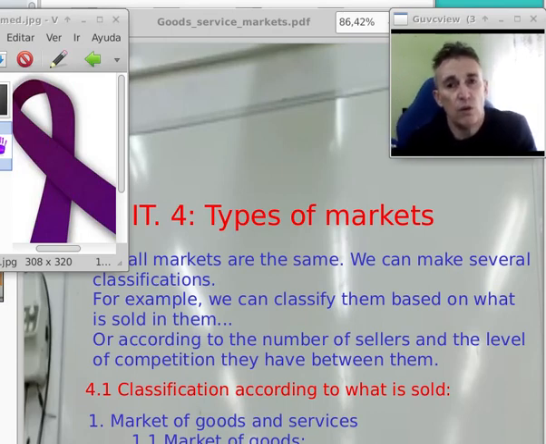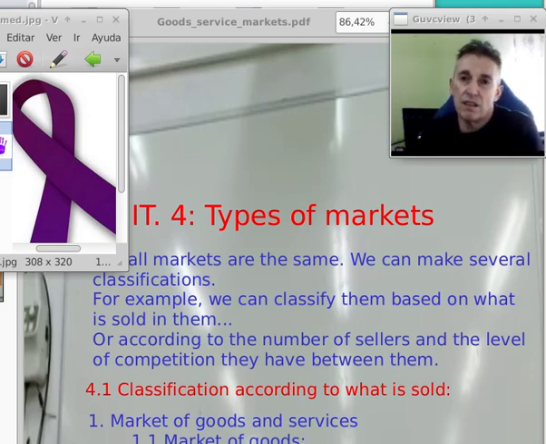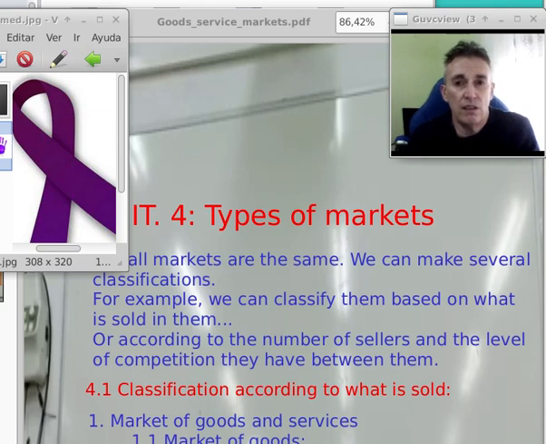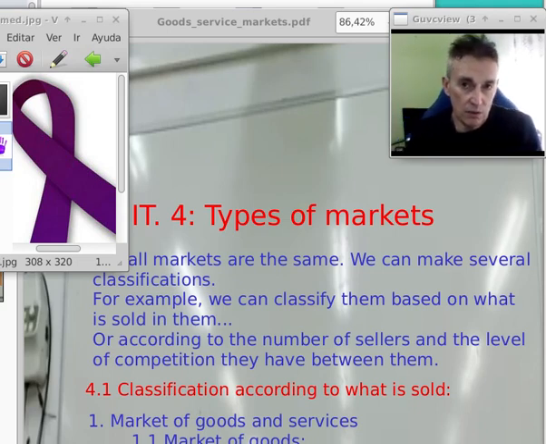In this video, we are going to work on the types of markets, but first of all, we must remember that today is November 25, the International Day Against Sexist Violence. For this reason, at the beginning of this video, I put this image in the PDF, because we never forget that a lot of women die from sexist violence.